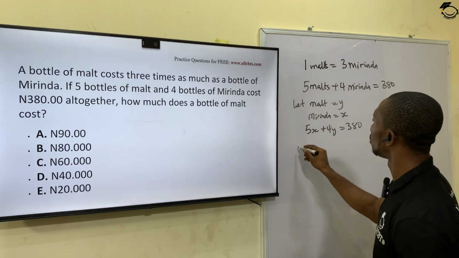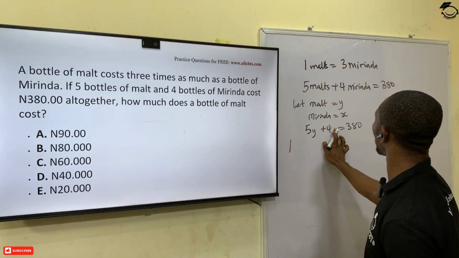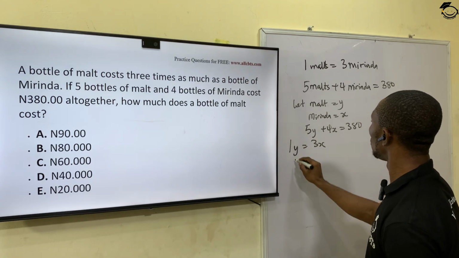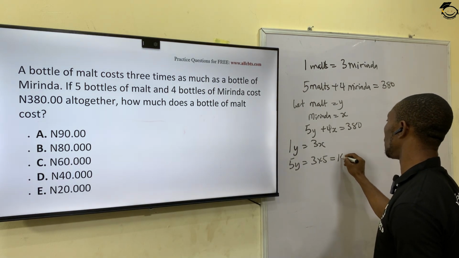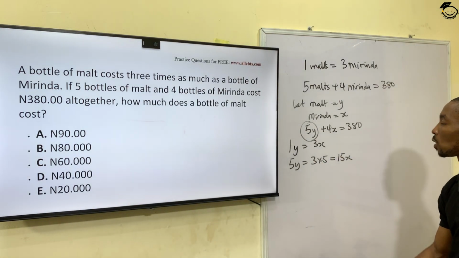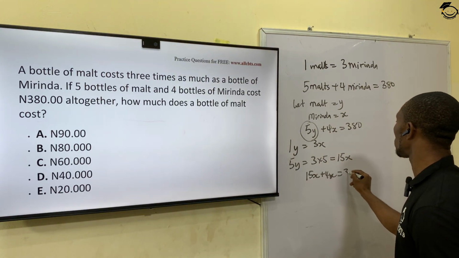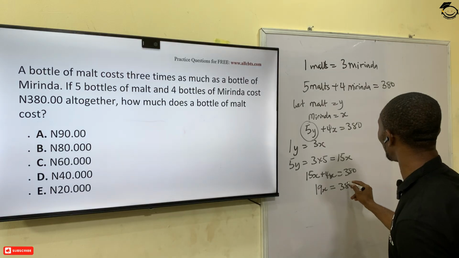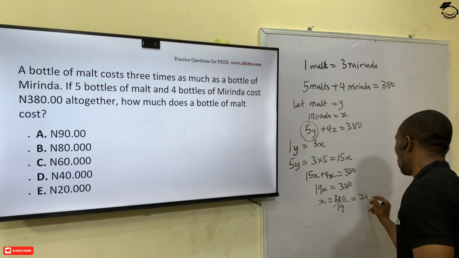All right, now, but we know that 5y plus 3x, 4x. So we know that 1 malt, which is y, equals 3x. So 5 malt will become 3 times 5, which will give us 15x. So replacing our 5y with 15x here, we have it as 15x plus 4x equals 380. So this gives us 19x equals 380. So x equals 380 over 19, which will give us 20.